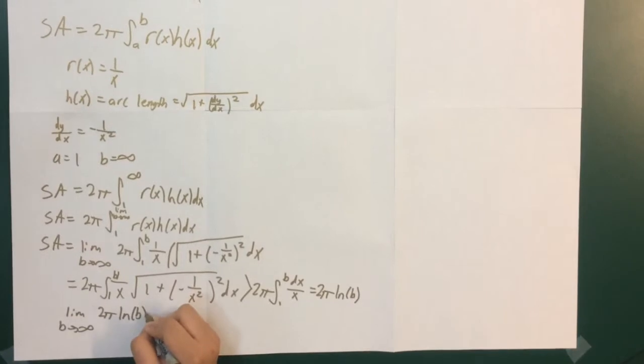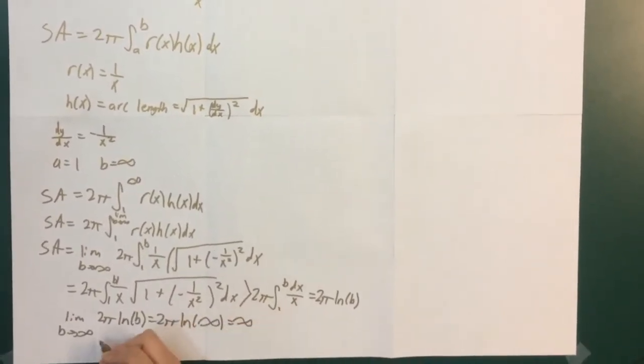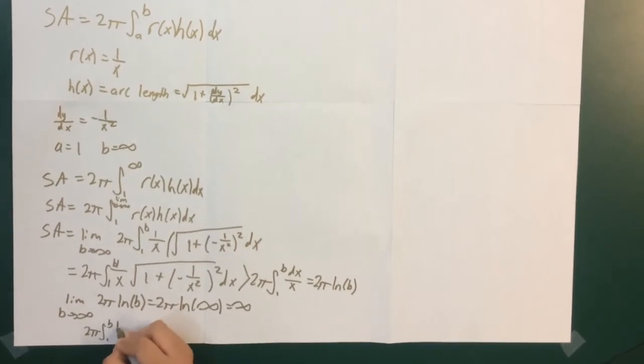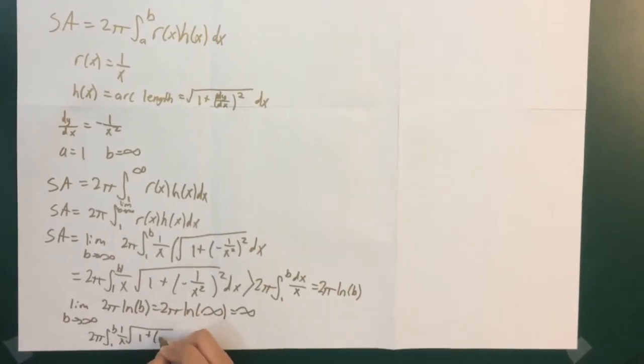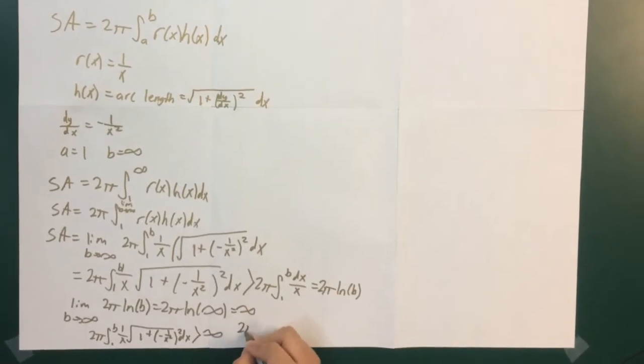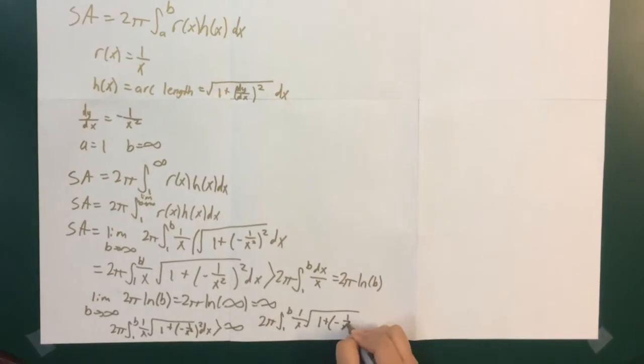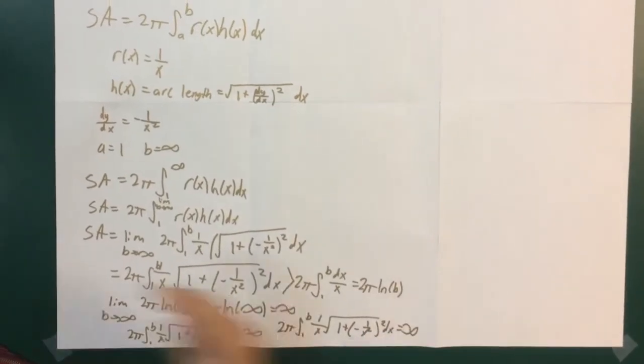As 2 pi integral of 1 to b of 1 over x times a radical 1 plus negative 1 over x squared dx must be greater than infinity, 2 pi integral 1 to b of 1 over x times a radical 1 plus negative 1 over x squared dx is equal to infinity. Thus the surface area is equal to infinity.